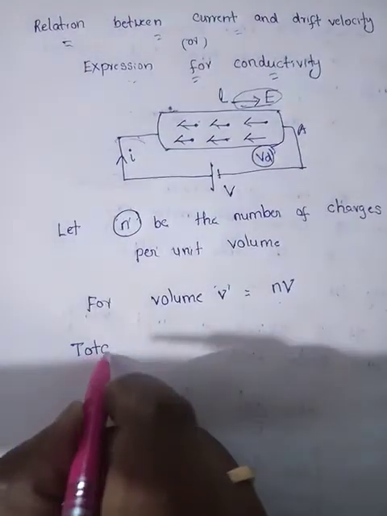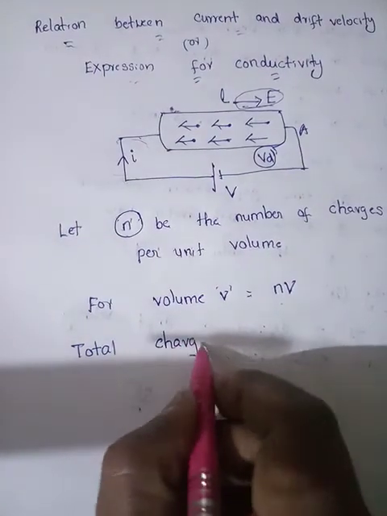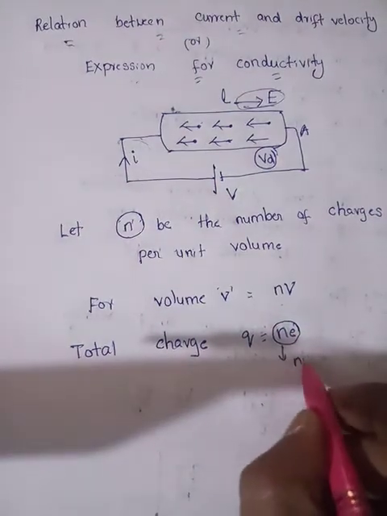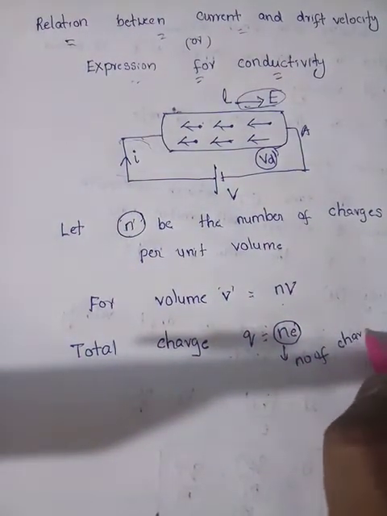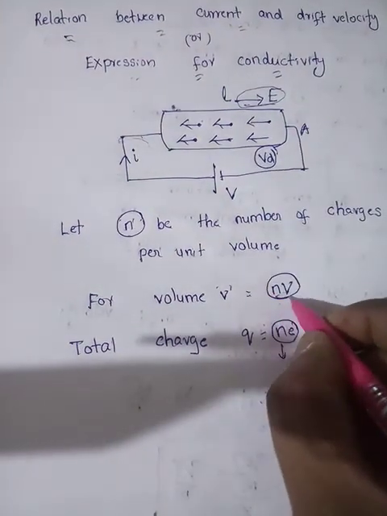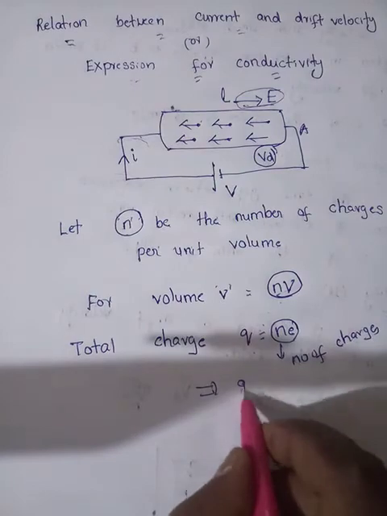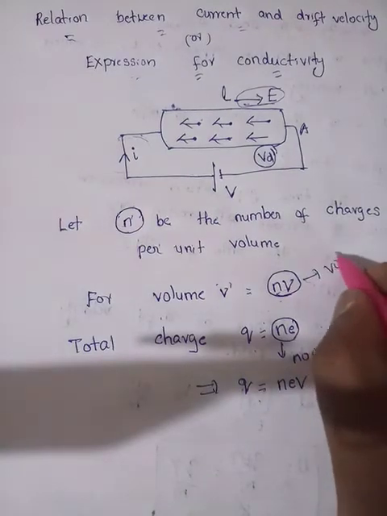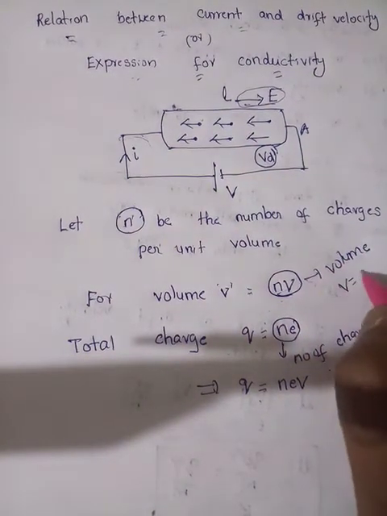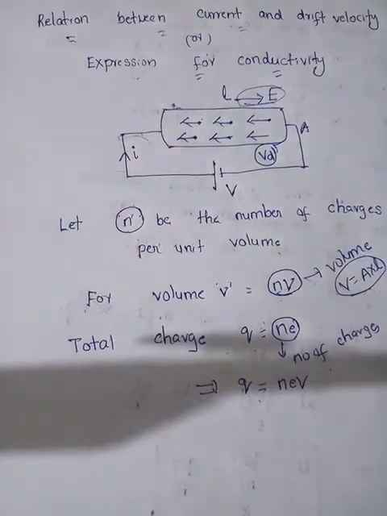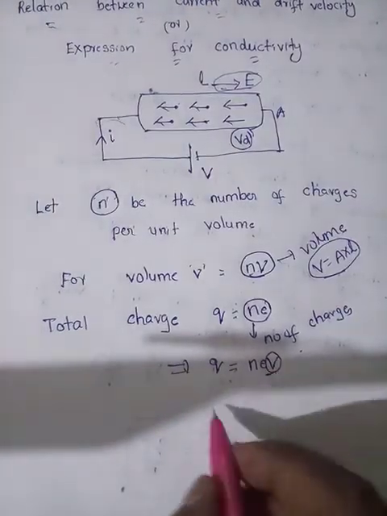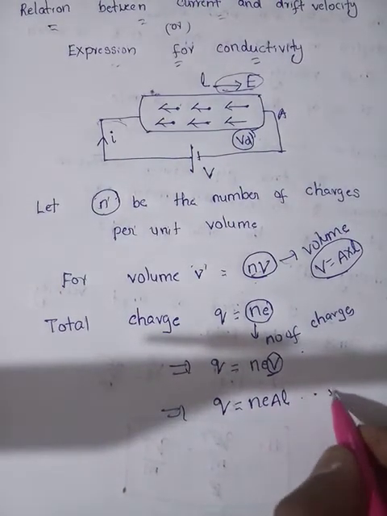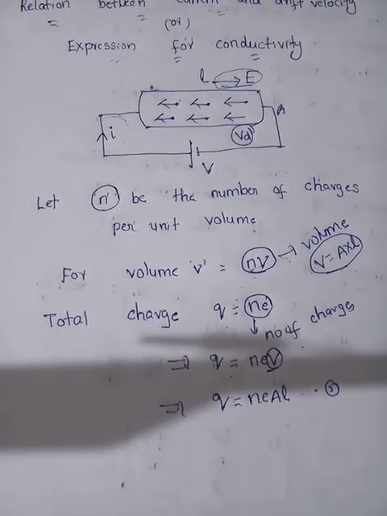Total charge Q is equals to what? N into e, where n is number of charges. Here how many charges are present in this volume V? nV. So that implies Q is equals to neV. What is V? Volume. So volume V can be written as area into length, right? So students, in terms of V I can write A l. So the total charge present in this conductor is nеAl.